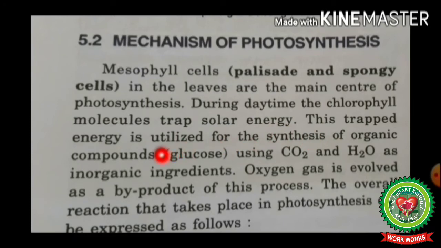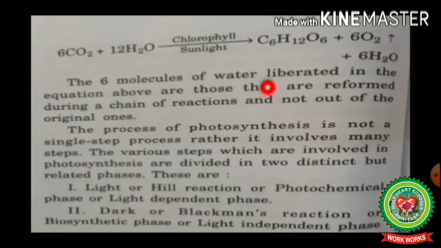This trapped energy is utilized for the synthesis of organic compounds using carbon dioxide and water as inorganic ingredients. Oxygen gas is evolved as a byproduct of this process. The overall reaction that takes place in photosynthesis can be expressed as follows. Six molecules of water liberated in the equation above are those that are reformed during a chain of reactions and not out of the original ones.